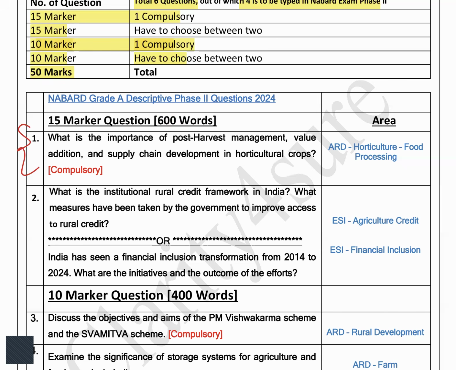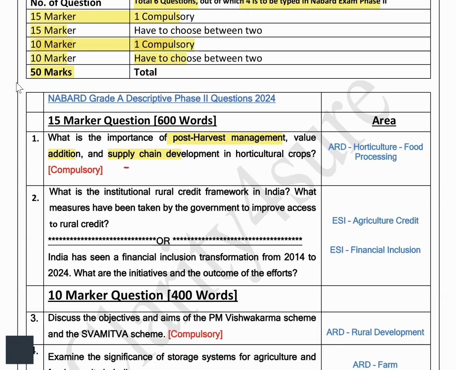Post-harvest management, if you haven't studied it, you can still frame your points for these answers, for these questions. So what is the importance of post-harvest? The question was from post-harvest management, value addition and supply chain. See, value chain and supply chain go side by side whenever we study these things, and this is clear-cut, they have mentioned it in the syllabus. They have not asked anything out of the box. This is in their syllabus.